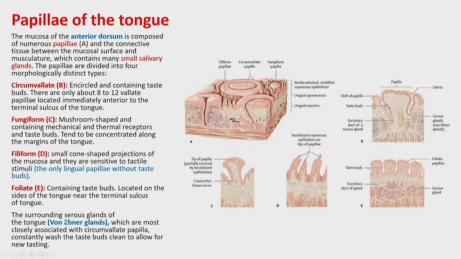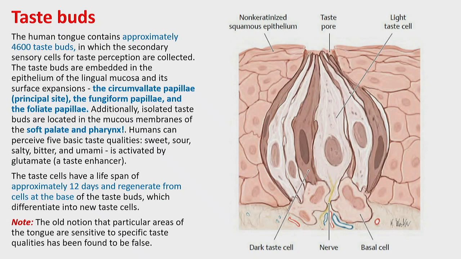This serous secretion from the von Ebner gland washes the surface of the circumvallate papilla, cleaning it and preparing it for new tasting. So when you are eating different tastes, the papilla is washed, and then again it can perceive salt, sour, or something else. This is the function of von Ebner gland that we already discussed in the salivary chapter.